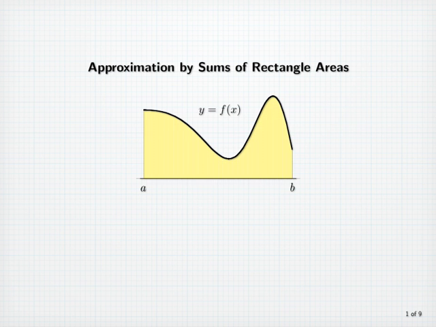Suppose we have a function f, defined on an interval [a, b], and suppose that f of x is greater than or equal to 0 on that interval. By the area under the curve, we mean the area that is bounded by the x-axis and the graph of the function between a and b. We'd like to calculate the area of that region.